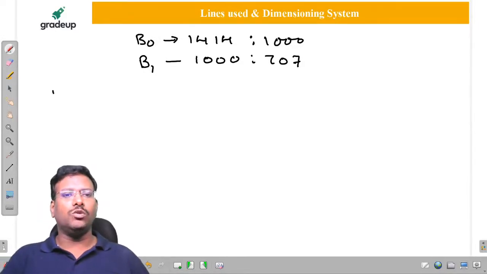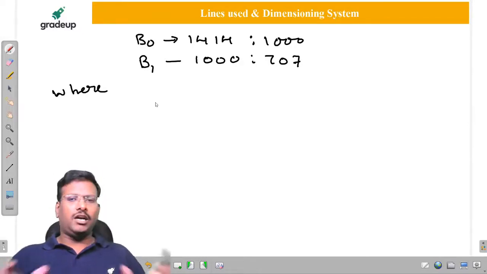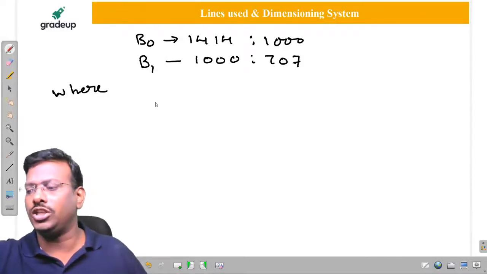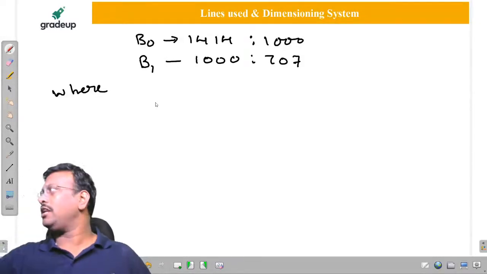Sir, where are we using it? Can anybody tell? Have you come across this type of sheets anywhere in our career? Or have we not come across this? Anyone, my dear friends?